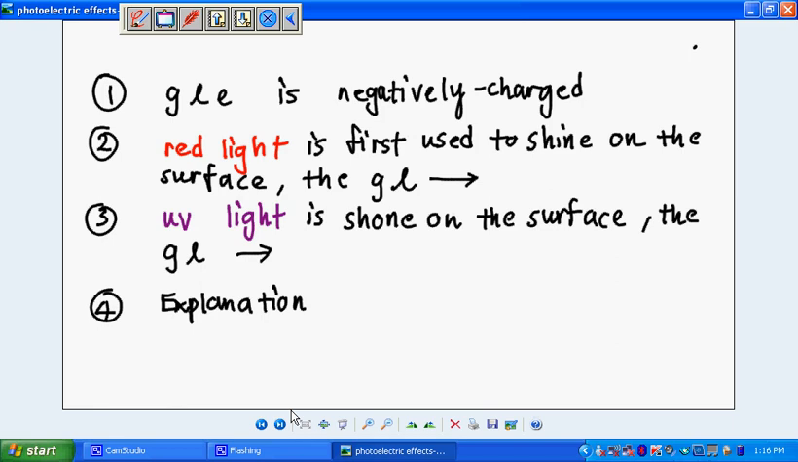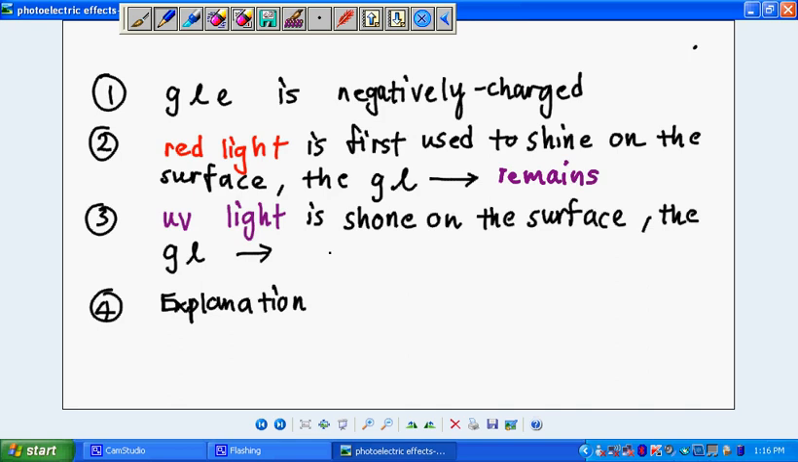Red light is first shone on the surface. The gold leaf remains in its original place. UV light is shone on the surface. The gold leaf falls down rapidly. How can we explain such a phenomenon? You see, if we use red light and UV light, there's a difference of frequency.